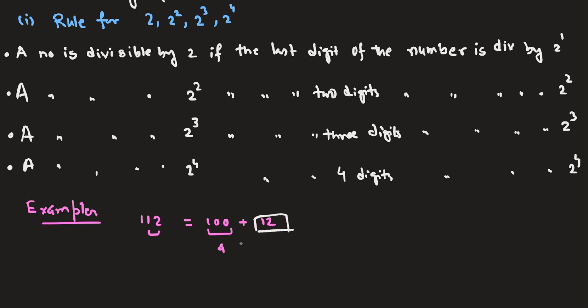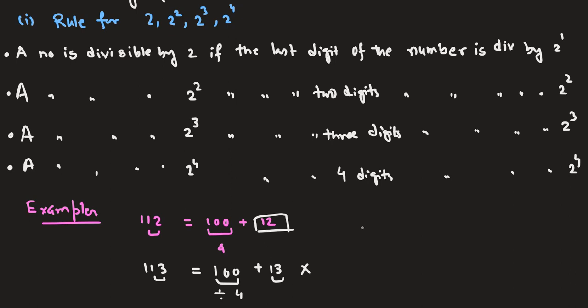If it is divisible, then the sum is also divisible. So now if you have 113, what will happen? We can detach the last 2 digits, so it is 13 and the remaining is 100. This number is divisible by 4, but this one is not. Therefore the whole number is not divisible by 4.